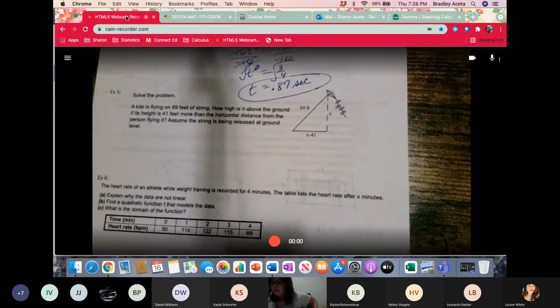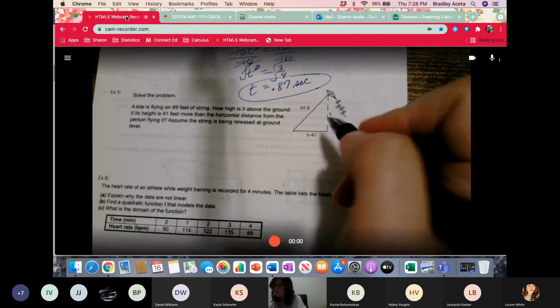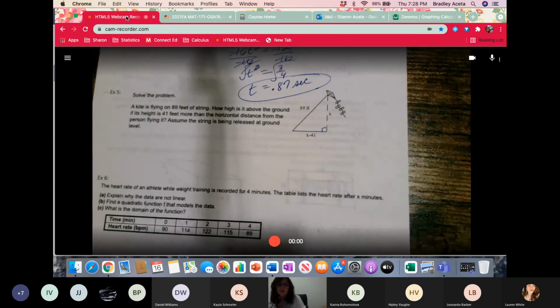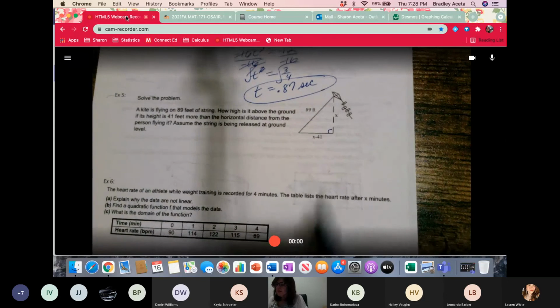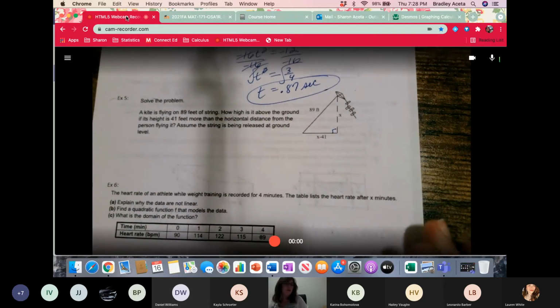Kite is flying 89 feet of string. How high is it above the ground if its height is 41 feet more than the horizontal distance from the person flying it? Assume the string is being released at ground level. So this one is easy, but this is a right triangle. And they've actually labeled all the things for me. So in order to do a right triangle, we use the Pythagorean theorem.